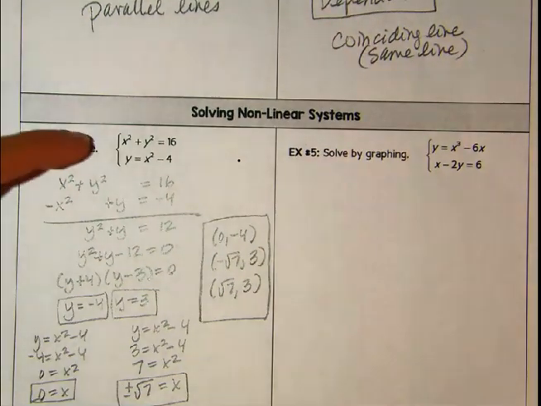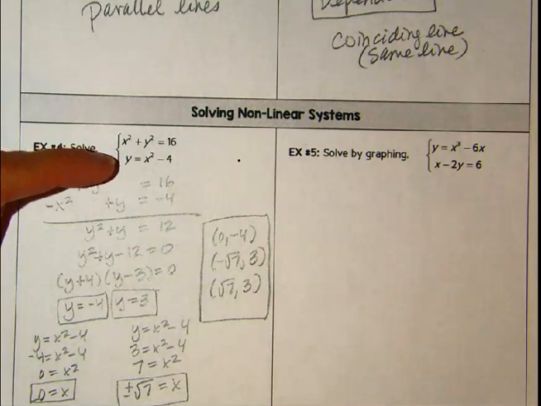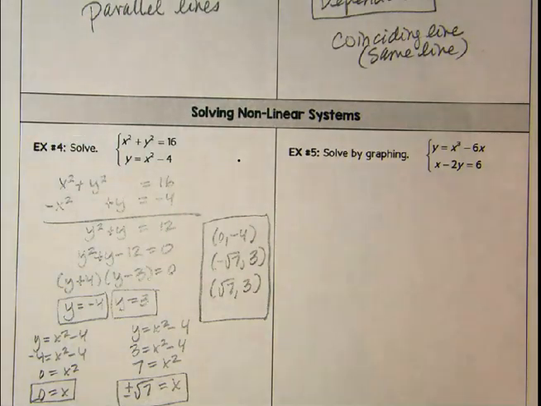Because remember, that top one is a circle. And this is like half a parabola or sideways thing. So it crosses at 3 points.